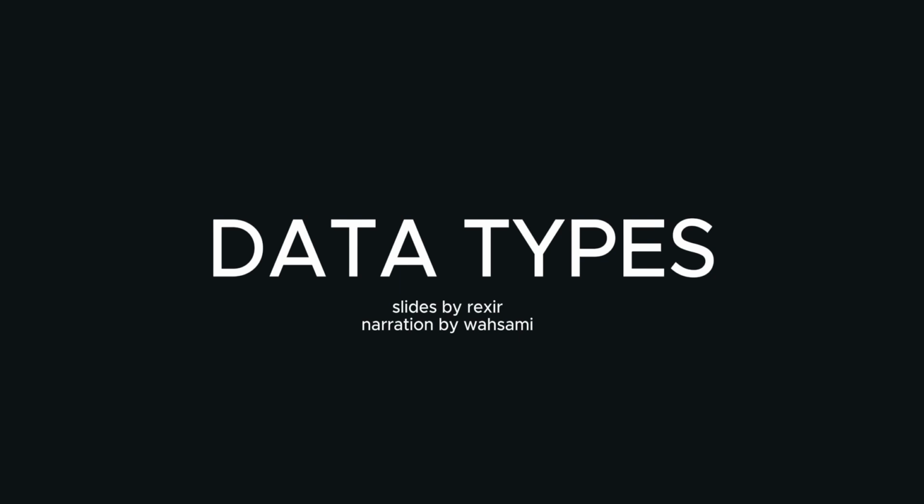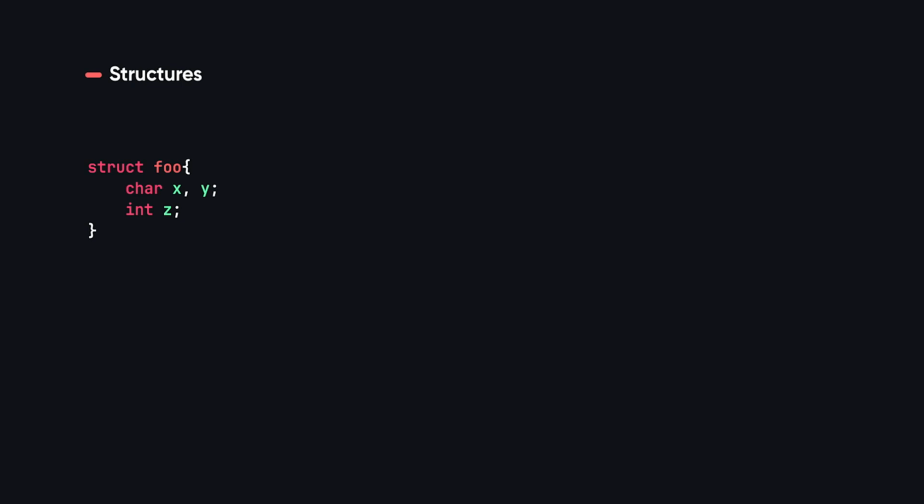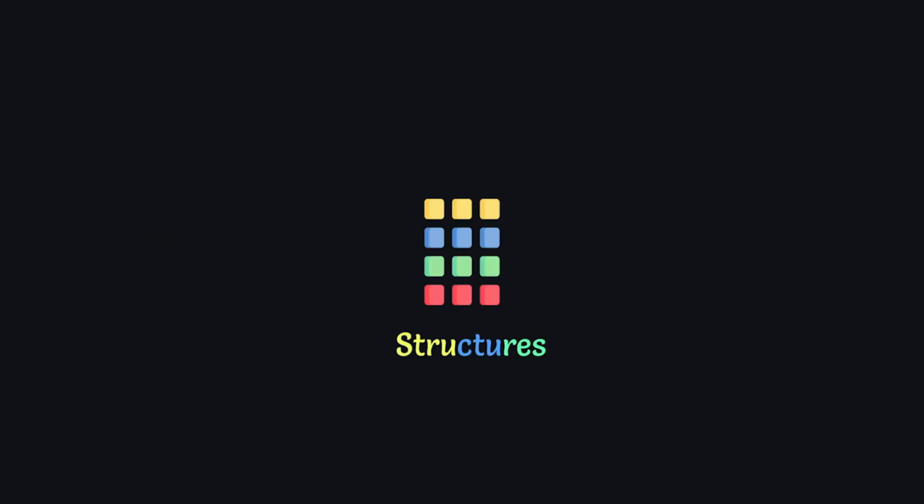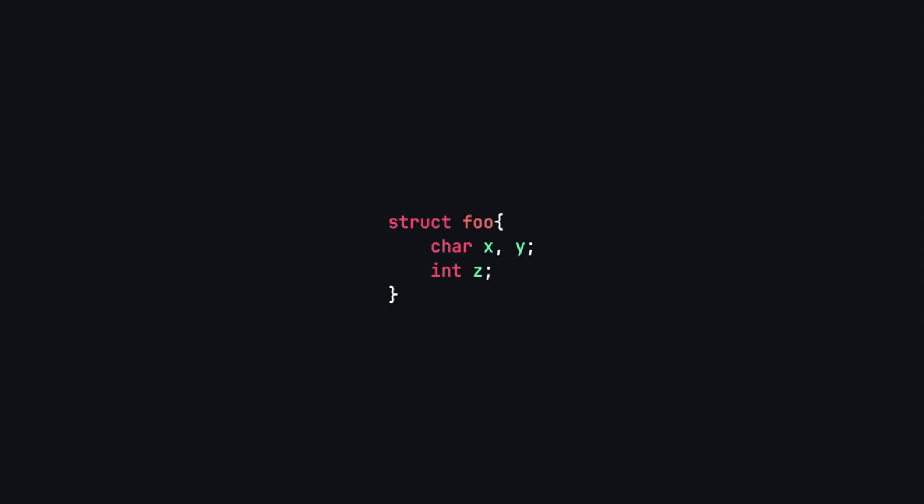This is video 2 on data types. In this video, we're going to be discussing structs, floats, and doubles. Okay, we're going to start with structures. And as you might already know, they look like this. And it allows you to have a bunch of related data types together.